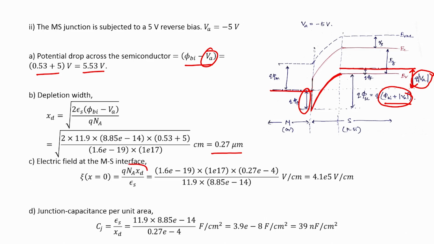Now what is the electric field at the metal semiconductor interface? This is nothing but your peak electric field, whose expression is given by q Na xd by epsilon s. Plug in all the numbers again, and you will find the electric field at the metal semiconductor interface.